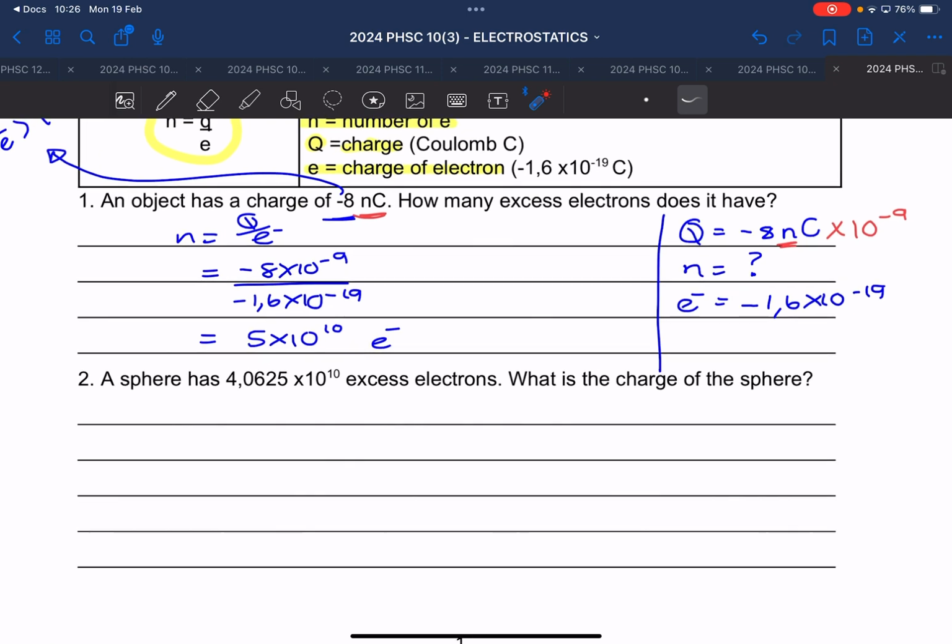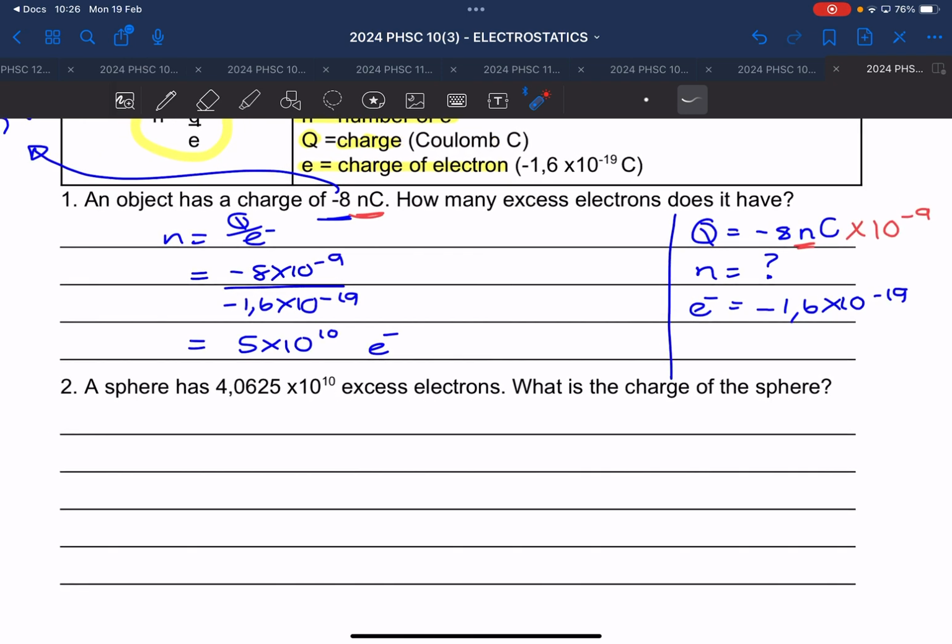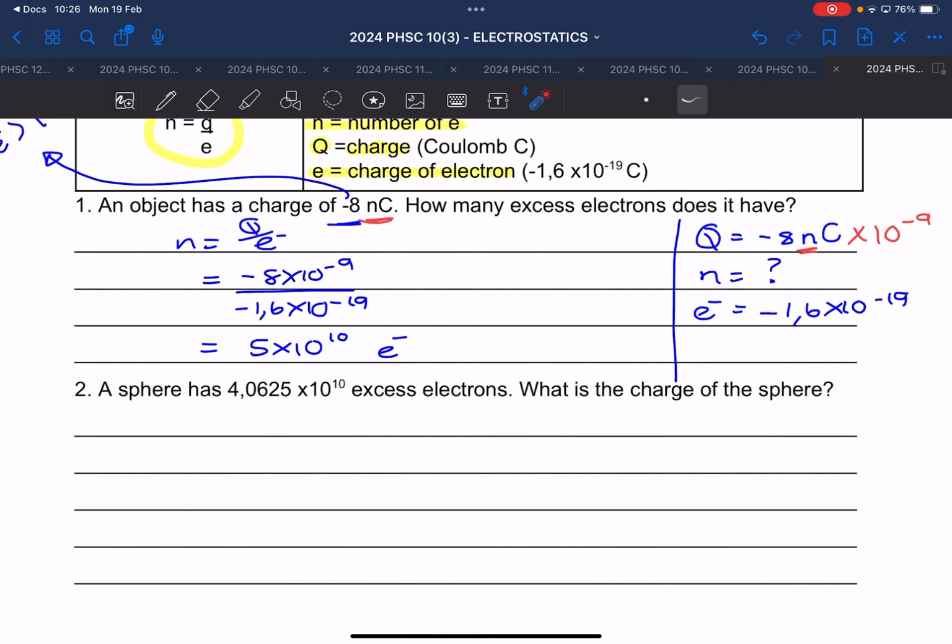Right, let's look at the next one. It says there, a sphere. Now, where are we with the questions? Carabello, what is a sphere?